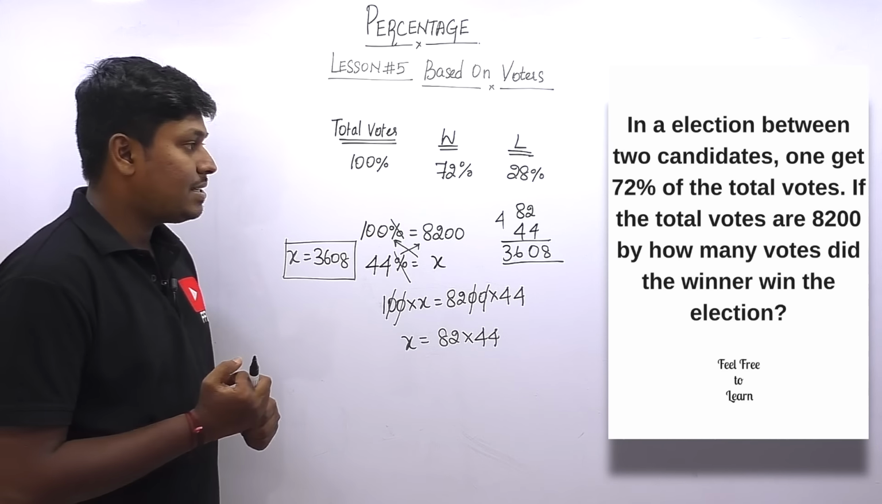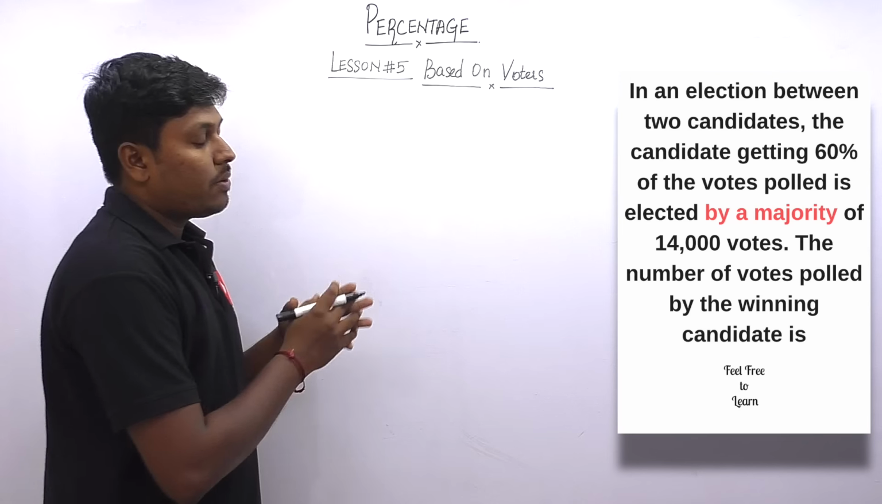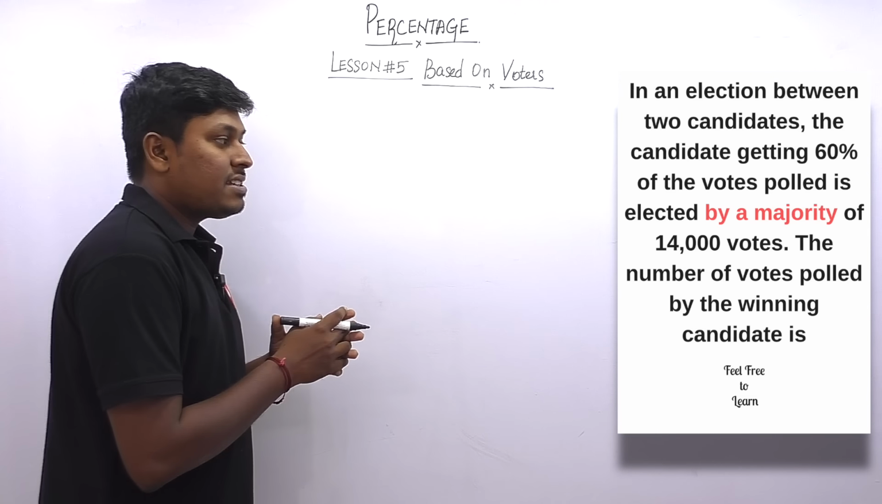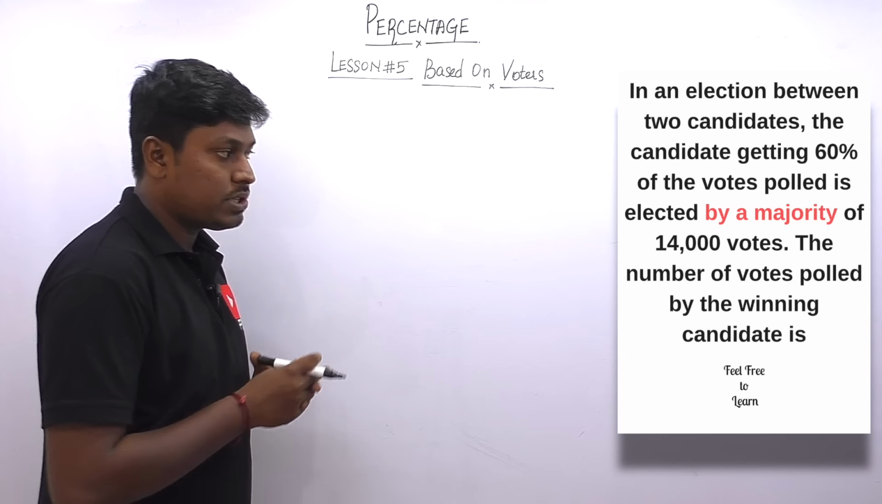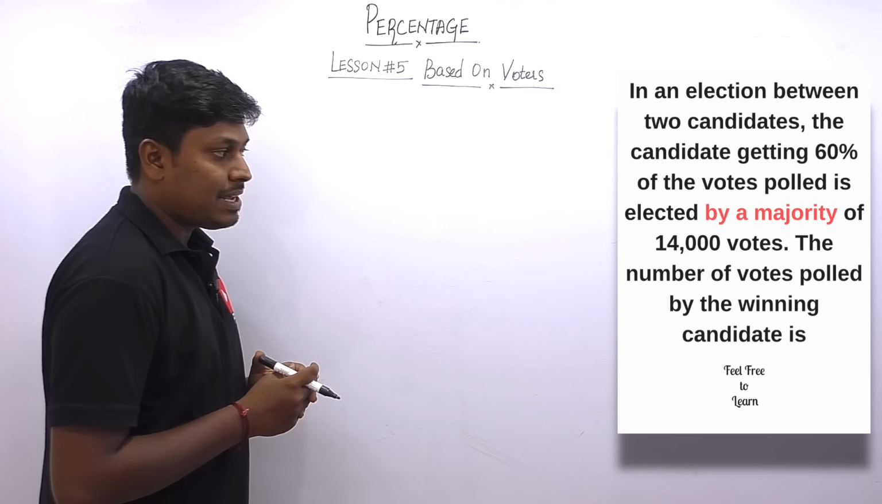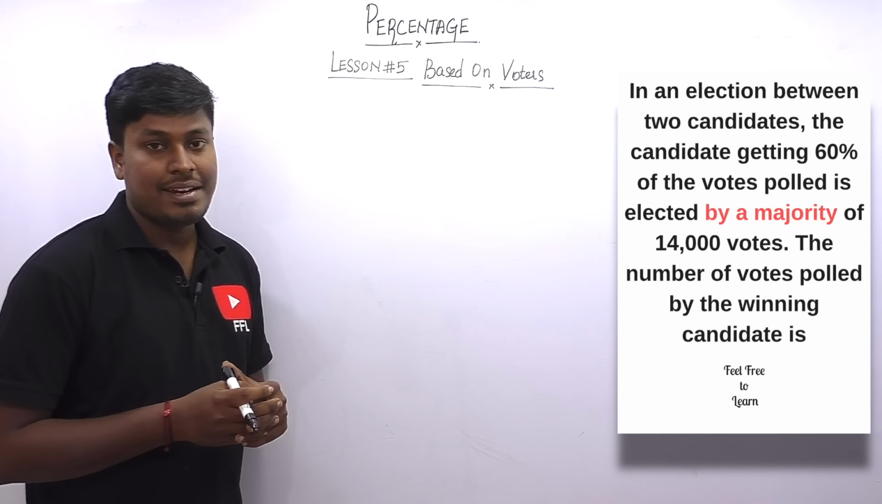So finally we can say that the answer for question number 3 is 3,608. Question number 4. In an election between two candidates, the candidate getting 60% of the votes polled is elected by a majority of 14,000 votes. The number of votes polled by the winning candidate is.